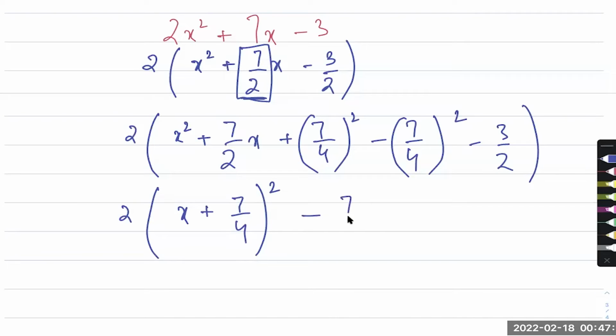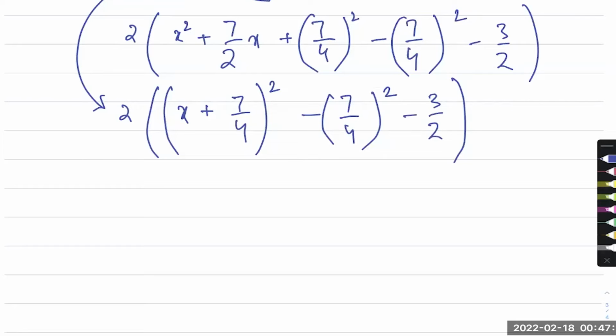Obviously the rest remains the same. Clear? So this saves you a step, and then you can simply plug that into a calculator and you'll get your answer: 7/4 squared, and that is -73. So if I open this up, this is 2x plus 7/4 whole squared minus 73/8. So that's my vertex form.